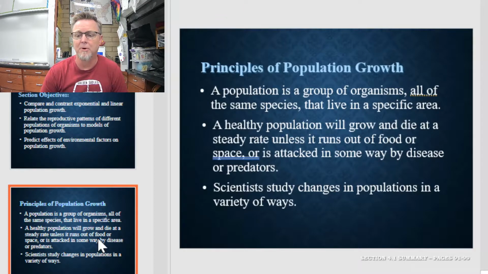A population is a group of organisms, all the same species, that live in a specific area all at the same time. Healthy populations should grow and die at steady rates unless something bad happens, like you run out of food or space, or they're attacked in some way by disease or predators. And scientists study these populations so that we can determine the health of the ecosystem.